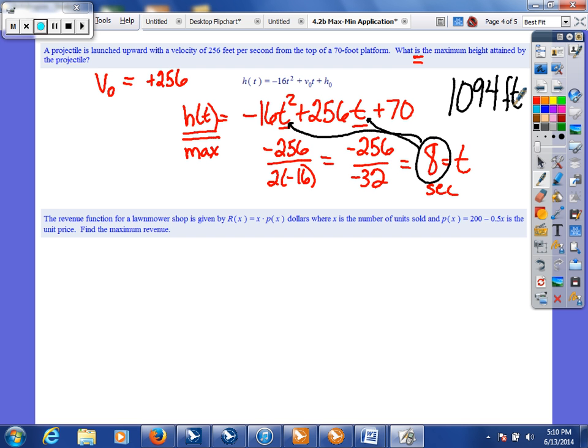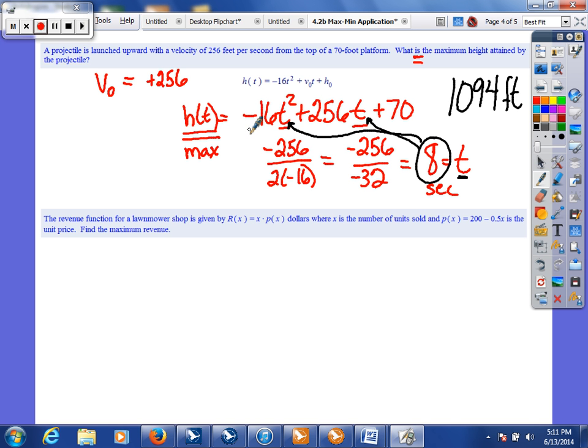And again, how did I get that? I took the 8, which is the time. The vertex, I know this is the x value, the vertex, but it actually represents t in this problem because we changed the variable. But this is the x value. It's what produces the height. How does it produce it? By plugging it back in. This will tell me what the maximum height is, which is 1,094.